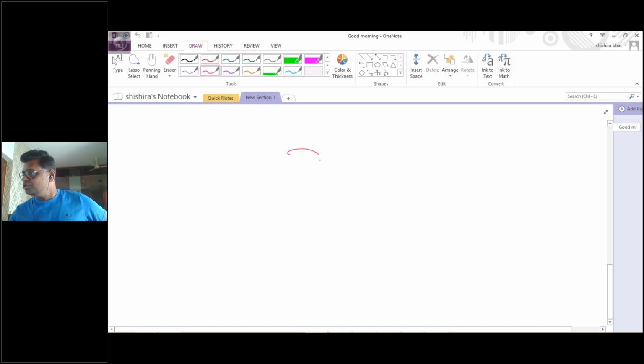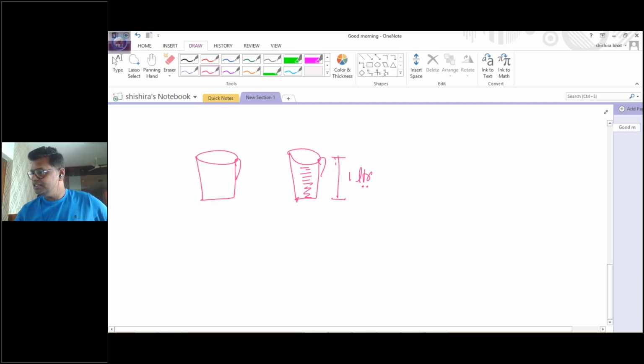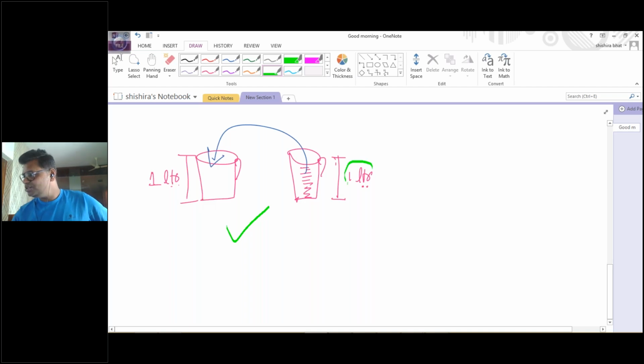So I have one mug, the capacity of this mug is 1 liter, filled with some water. Now I take another mug, same capacity, 1 liter. The question is, can I pour the water from here to here? The answer is yes, perfectly possible. First, the mug is empty. Second, this is also 1 liter. Are you clear? It is that simple.